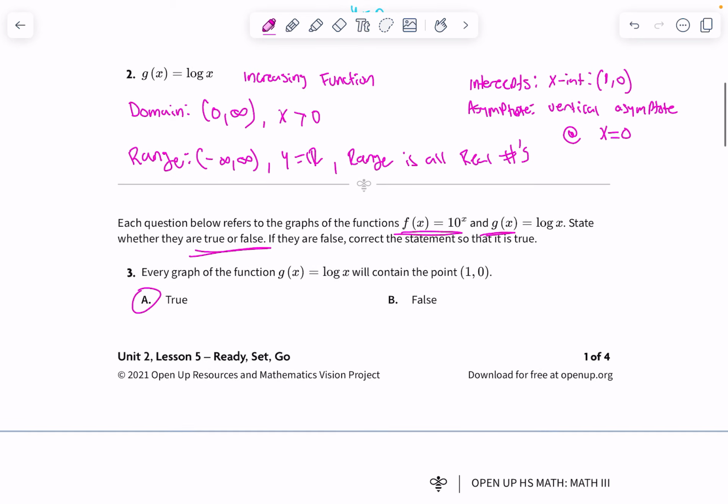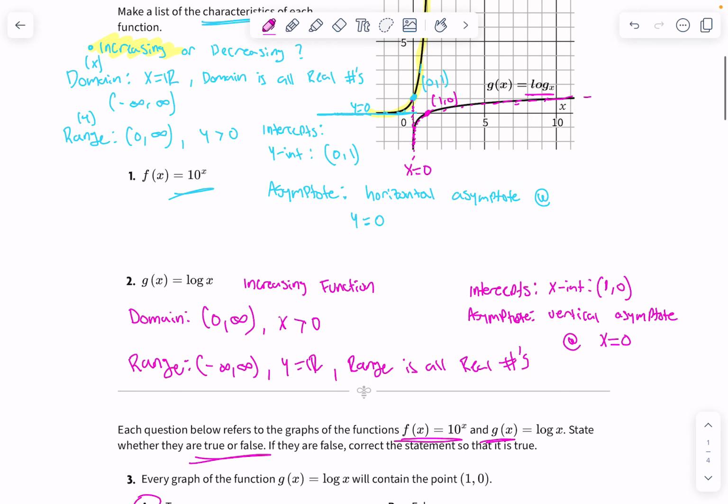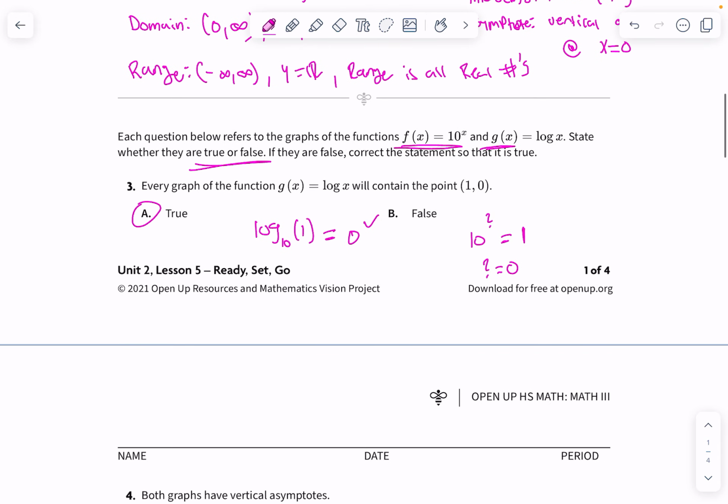We can see this also if I were to plug it in. So I have log base 10 of 1 is equal to 0. That's a true statement, right? I know that if I were to do 10 to what power is equal to 1, that question mark is equal to 0. Okay. Yeah, that's another important thing that I didn't say. So log here, if there's no base here, no number, we assume it's 10. Okay, we assume it's base 10.